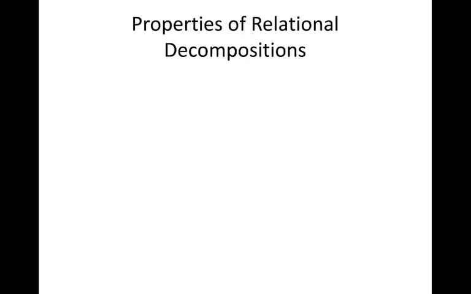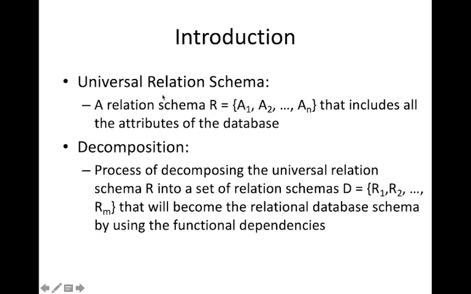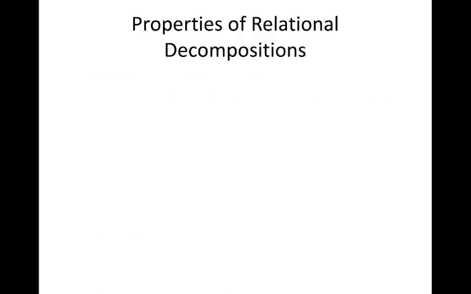Then we will see what the properties of the decomposition are. So these are two definitions. This is the universal relation, and we can decompose it into separate relations R1, R2, etc. Then what are the properties of this decomposition? When we decompose into R1 and R2, which properties should be satisfied?